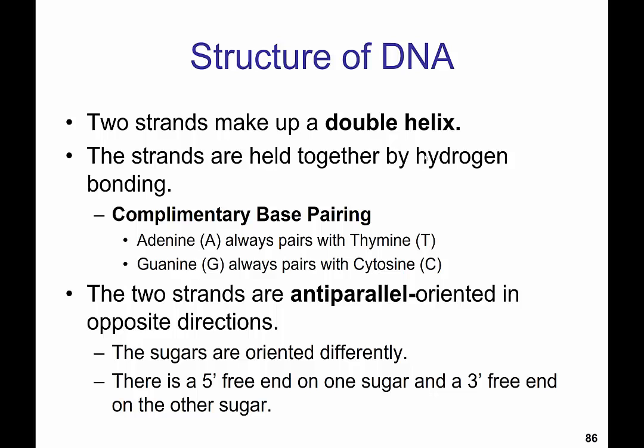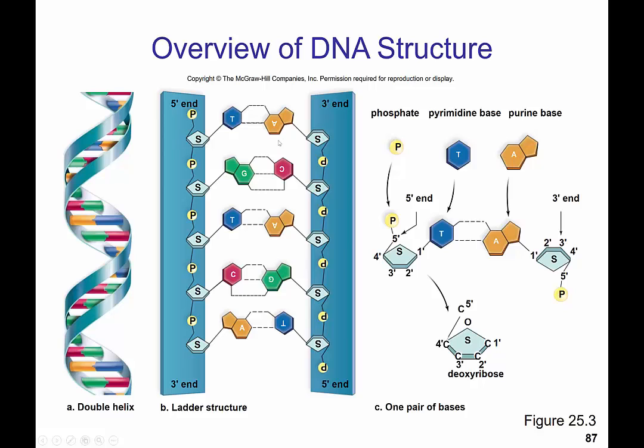The 2 strands are anti-parallel, that is, they're oriented in opposite directions. The sugars are oriented differently. There's a 5' free end on one sugar and a 3' free end on the other sugar. I'll show you. This is what they mean. Whenever they are numbering the carbon atoms within this sugar, they number them 1, 2, 3, 4, and 5. This is what they're referring to as the 5' end or the 3' end, and when things are anti-parallel, they're going just in opposite directions.